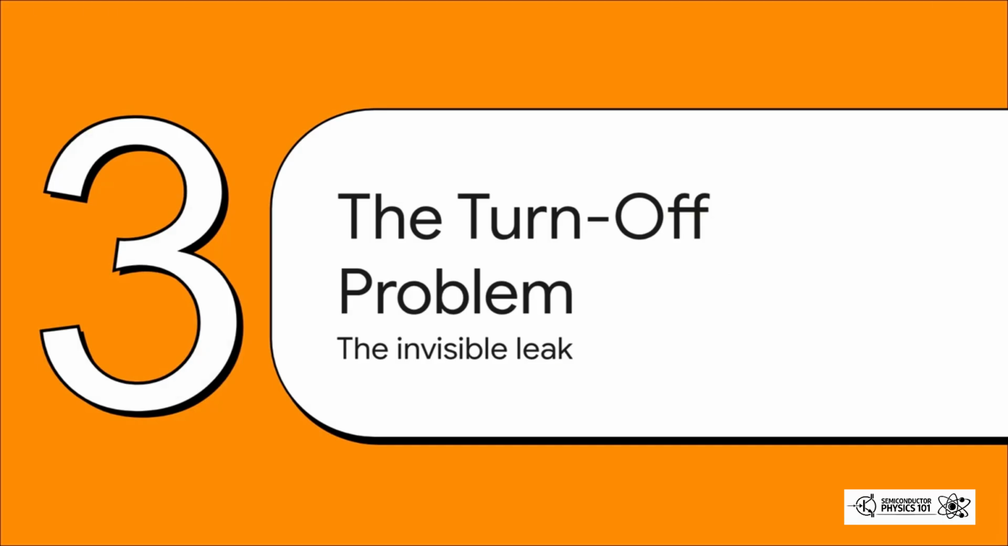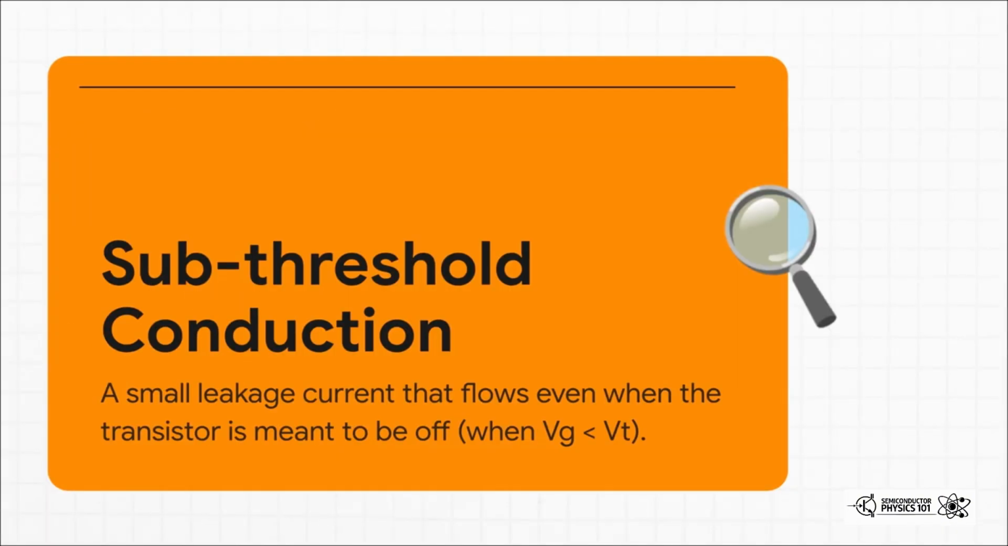So what's the very first major problem that shows up? It's that the switch doesn't really switch all the way off anymore. It leaks. And when you have billions of these tiny leaks all happening at once, well, you've got a really serious power problem. This leakage has a name. It's called subthreshold conduction. So even when the gate voltage is below that turn-on threshold, a tiny little trickle of current still manages to get through.